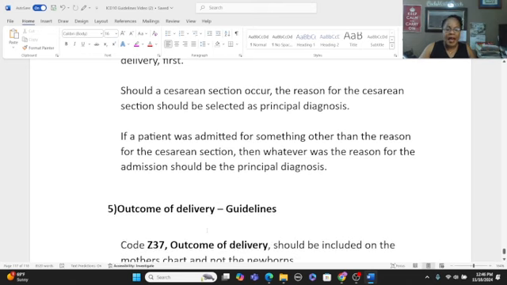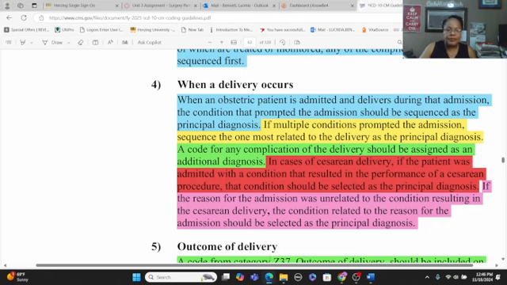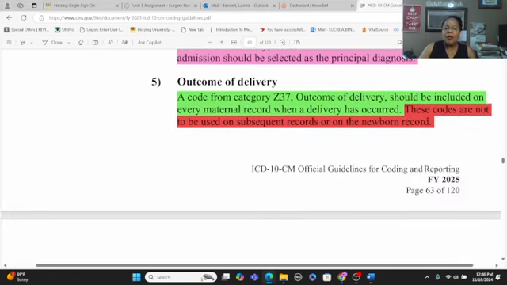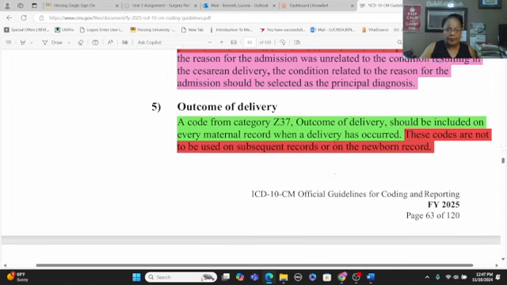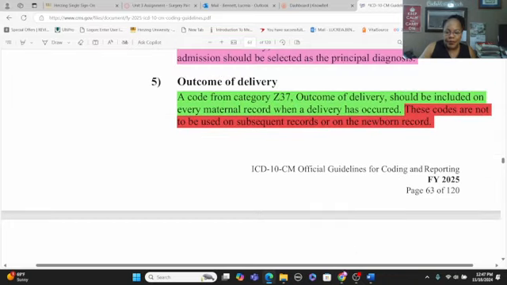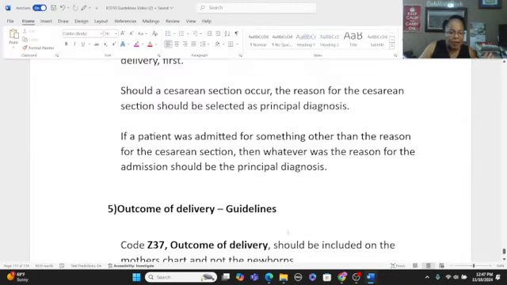Okay, number 5, outcome of delivery. Let's go to the guidelines. A code from category Z37, outcome of delivery, should be included on every maternal record when the delivery has occurred. Now notice I'm saying when a delivery has occurred. These codes are not to be used on subsequent records or on the newborn record. So I think that's pretty straightforward.